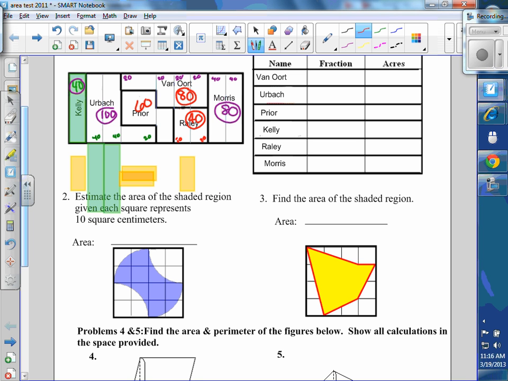Van Ort has 80. I spelled that wrong. These are 8th graders. I gave this test to them when they were in 6th grade. Morris has 80. Rayleigh has 40. What about Kelly? 40. Pryor? 60. Urbach? 100. Okay, raise your hand if that makes sense.